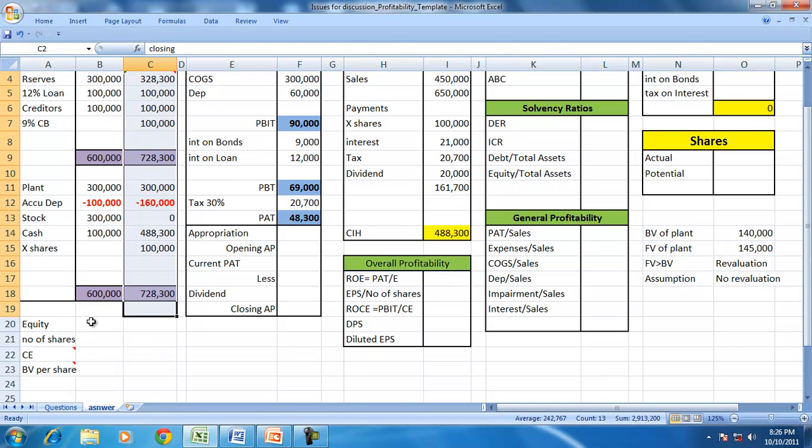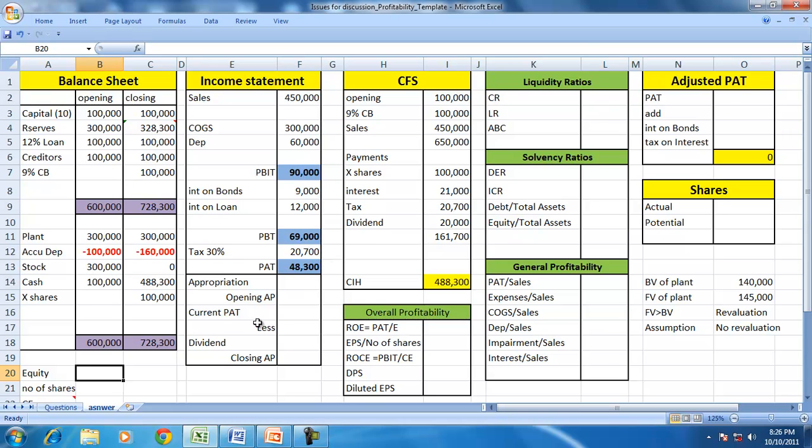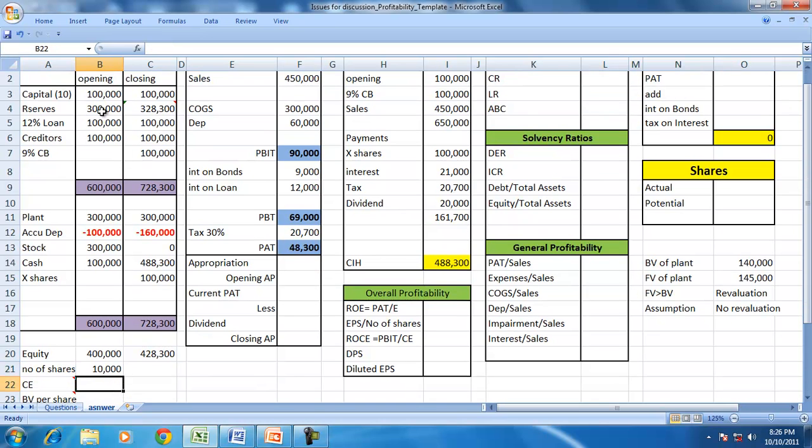With this information, we can get some additional information which will be helpful in analyzing the balance sheet. So equity of the company is capital plus reserves. So first year. The second year has gone up because of the current profits and reduced to the extent of the dividend. The number of shares is capital divided by the face value. Since the capital did not change, the number of shares remains the same.